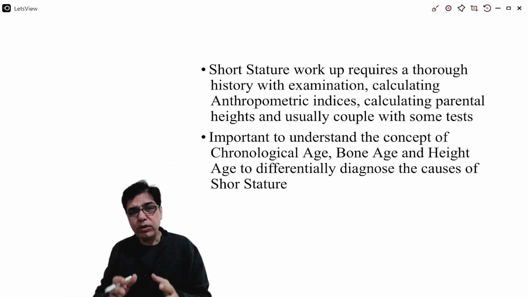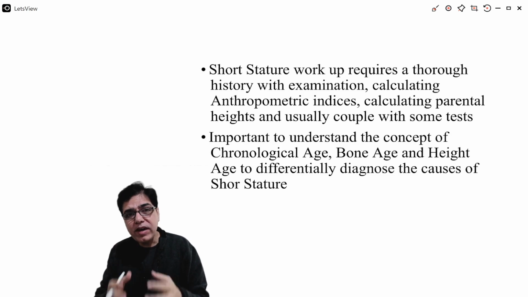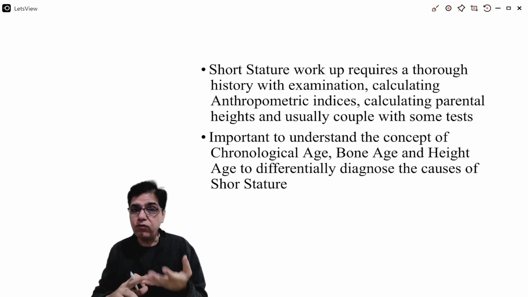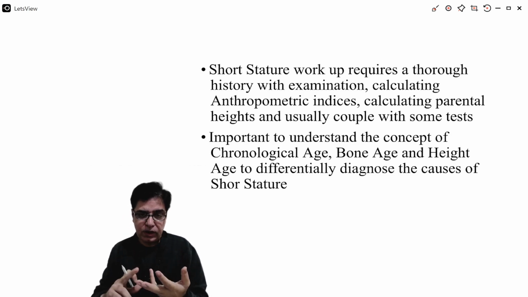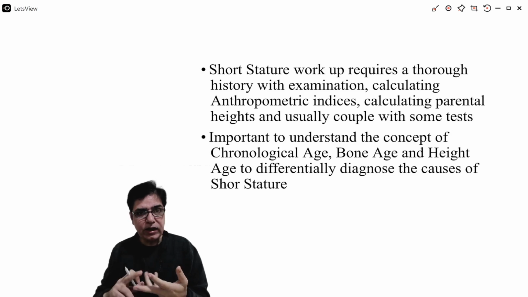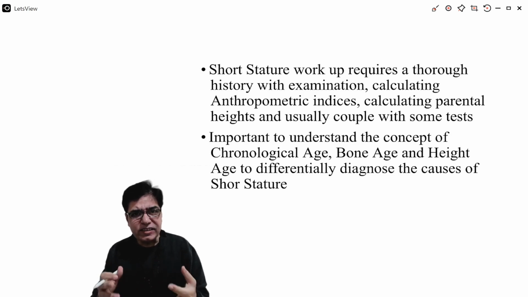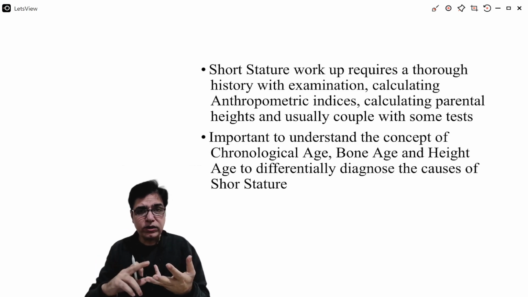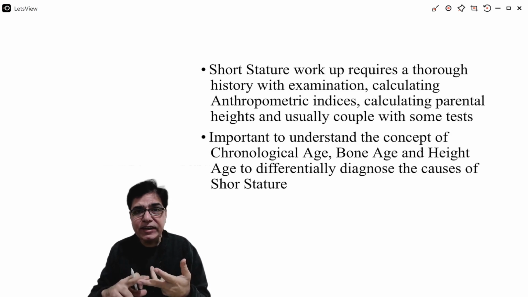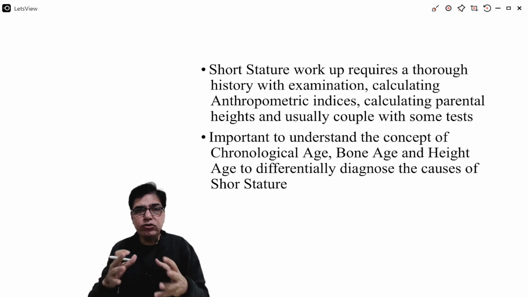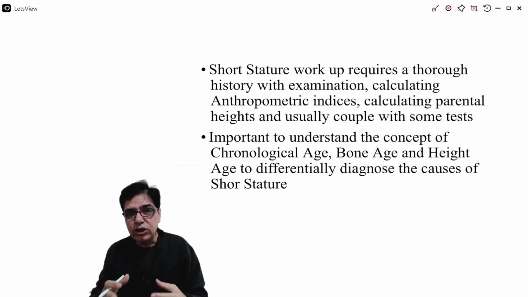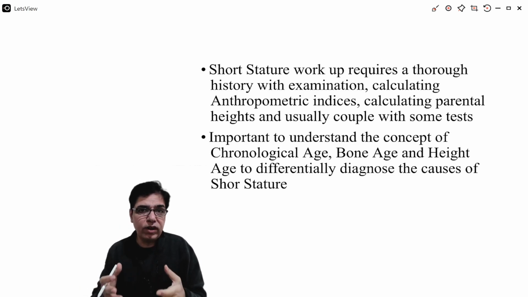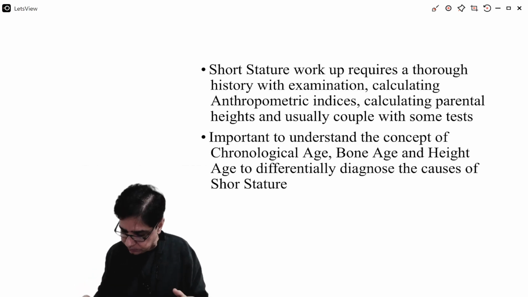But it's also important at the same time that you have a very clear-cut understanding of number one, chronological age, number two, bone age, number three, height age. So let's discuss these terms so you have a very clear understanding, because if you understand what is chronological age, what is bone age, and what is height age, then you can compare these three to understand what could be the underlying differentials in a case of a child who's got short stature.